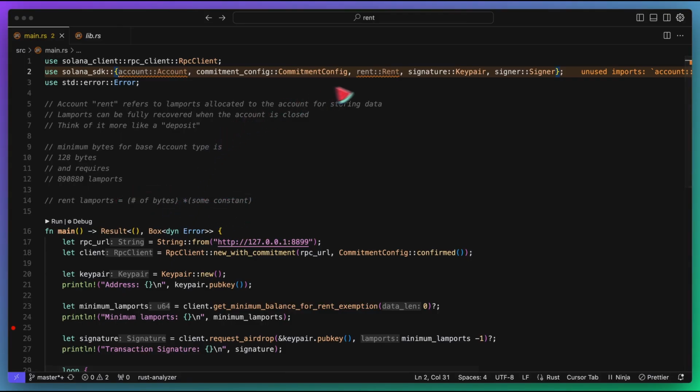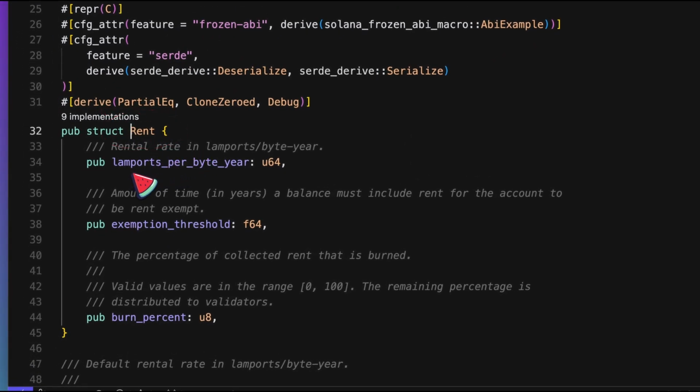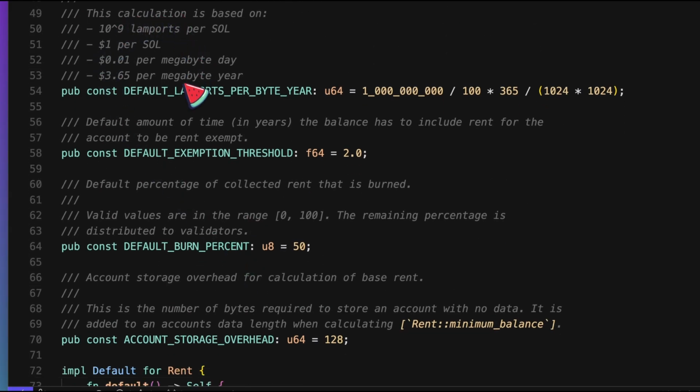So now let's talk about where this constant comes from. If we look at rent here, the rent type, there are 3 constants: the lamports per byte year, the exemption threshold, which is how many multiples of this value must be held, and then some burn percentage, which you don't have to worry about because rent is no longer collected. So the default values are as follows. We have the default lamport per byte year, so this constant here, multiplied by the default exemption threshold, which is 2, and then the default burn percentage, which is 50. So effectively, the amount of lamports you need for an account is equal to the number of bytes you need to allocate times this value times this value.